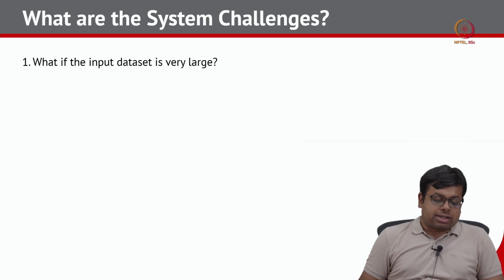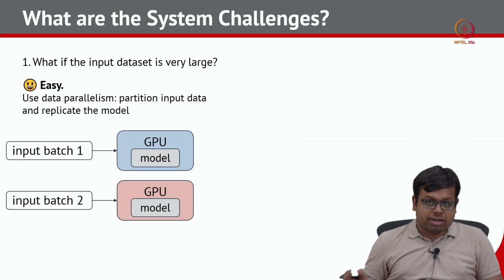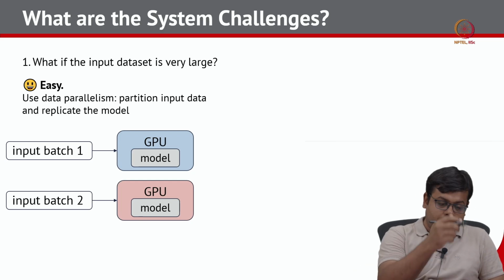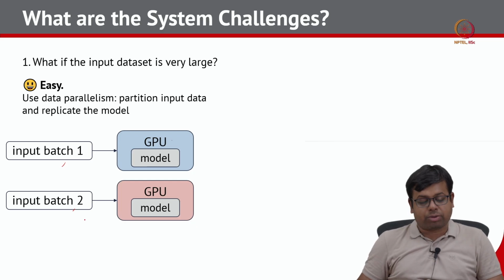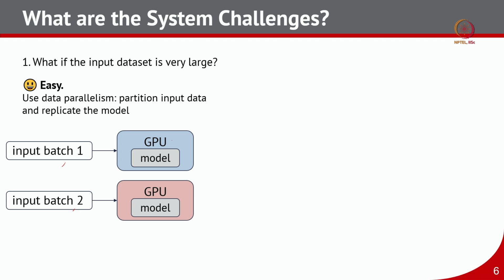Now we already discussed what to do if the input data set is very large. It is easy: you can use data parallelism, where we just need to partition the input data and replicate the model. Let us say we have two input batches, batch 1 and batch 2. We can put batch 1 on the first GPU and batch 2 on the second GPU. We have to replicate the model, because each GPU will perform training on different input but on the same model. That is the technique we need to incorporate if the input data set is very large.